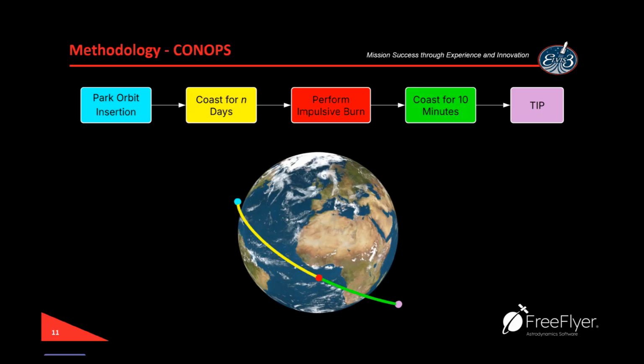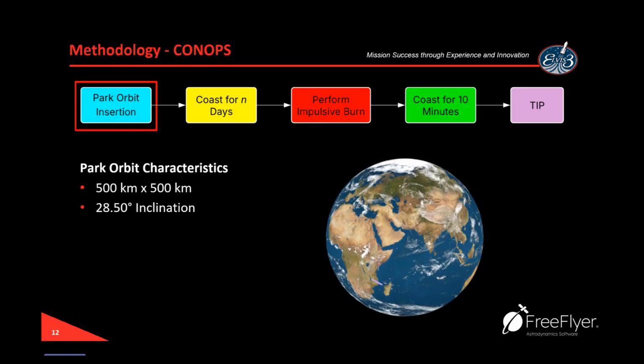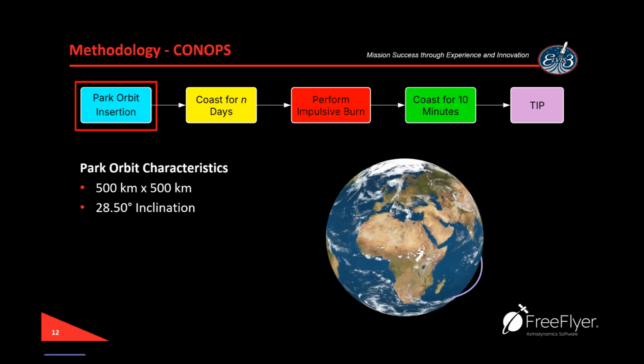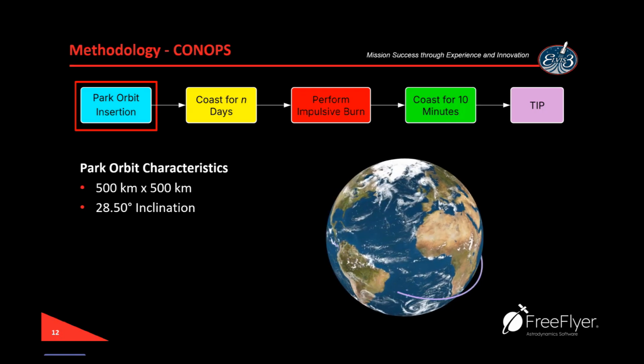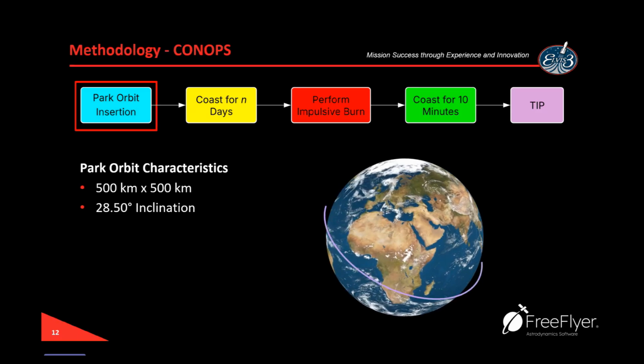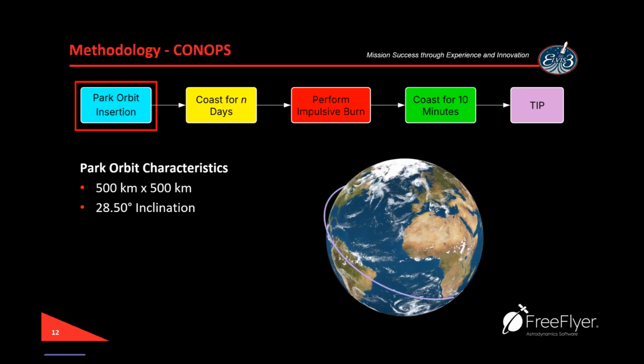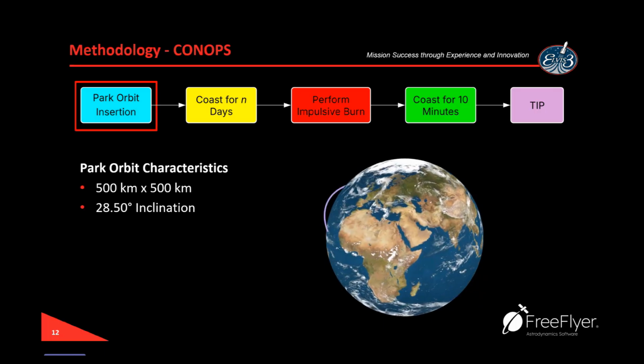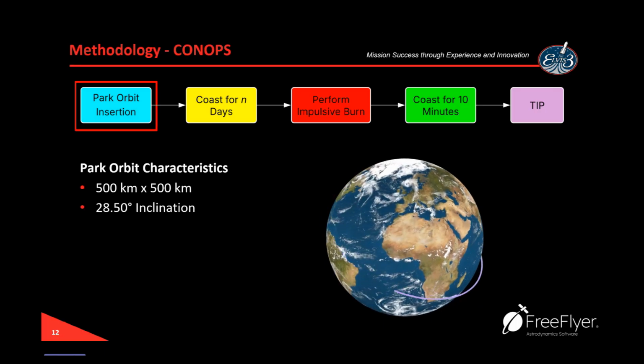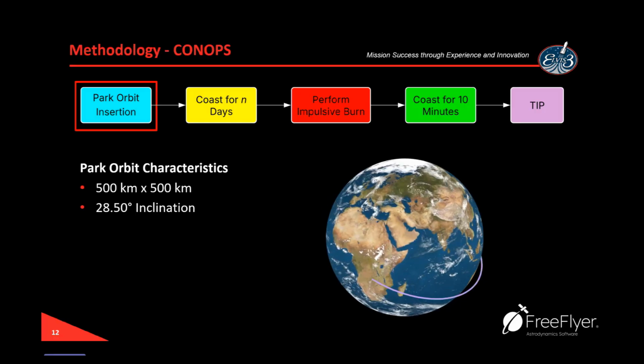After that coast phase, we perform our impulsive burn. And at this point, we've gone hyperbolic. And then we coast to TIP, which stands for target intercept point. And again, I'll break down what all of those things mean here shortly. So for the park orbit, we decided to run with a 500 kilometer by 500 kilometer just circular park orbits. We found that just at that altitude, you're high enough in the atmosphere that you won't be bogged down by drag over a 20-day period. And inclination-wise, we're starting off with a 28.5-degree inclination. That's just your standard, eastward out of Kennedy Space Center inclination.